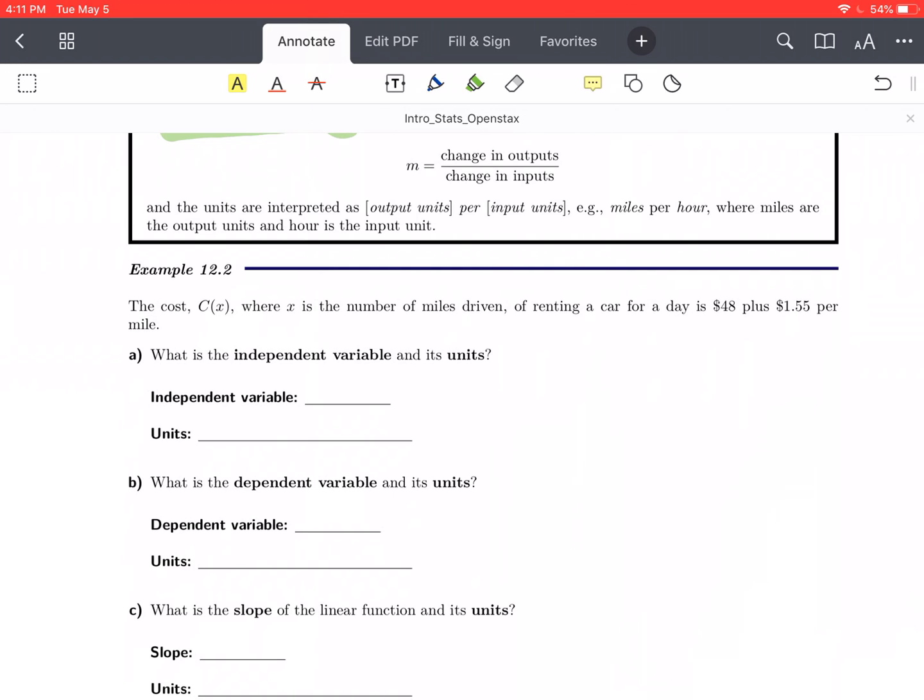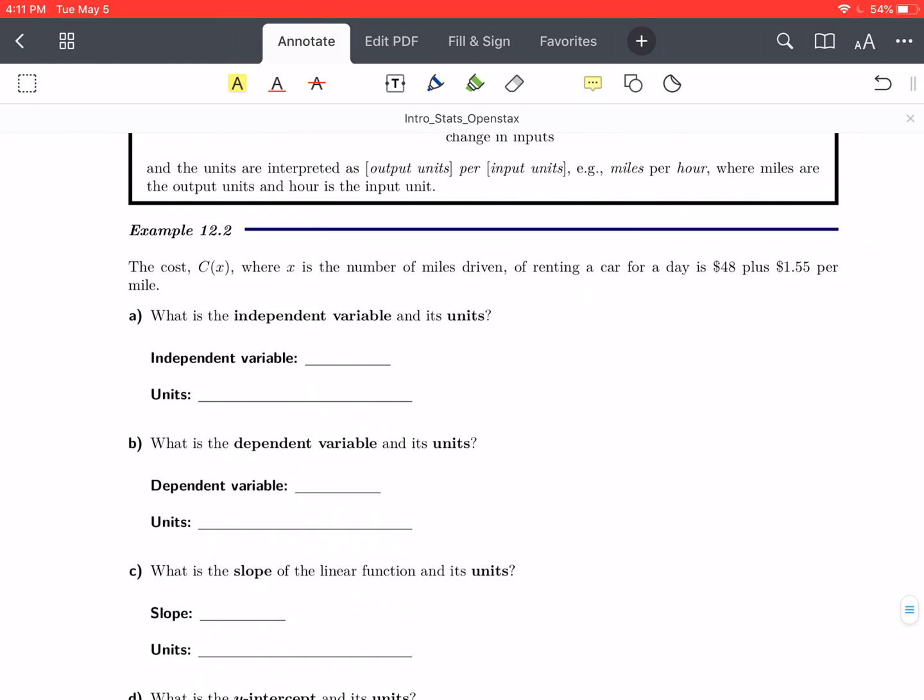So what is the independent variable and its units? The independent variable is always the input variable. In this case, that is x. So x is our input variable here, because that is purely determined by us, right? It's not dependent on anything. We decide how many miles we're going to put on the car, how many miles we drive. So that's independent. And the units on that, of course, are the number of miles. So the units are in miles.